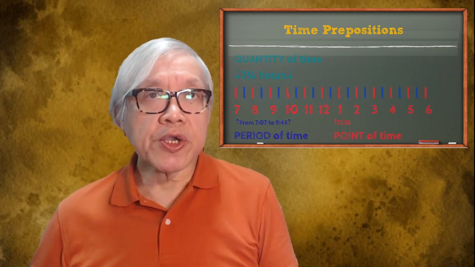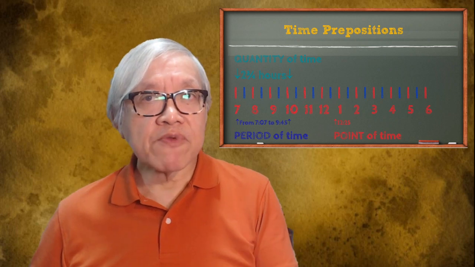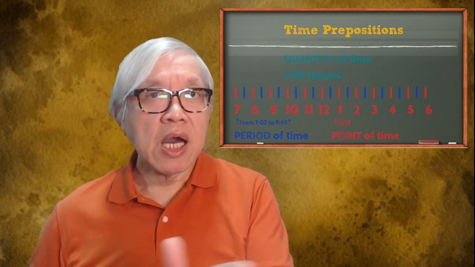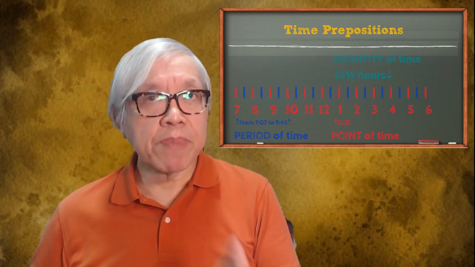So here we have a chart to show you quantity of time. So you have 2 3/4 hours. Anytime from 7 o'clock to, say, 6 o'clock, you can have a quantity of time. It's just a quantity of time. It's fixed, 2 3/4 hours. It's a fixed period of time.